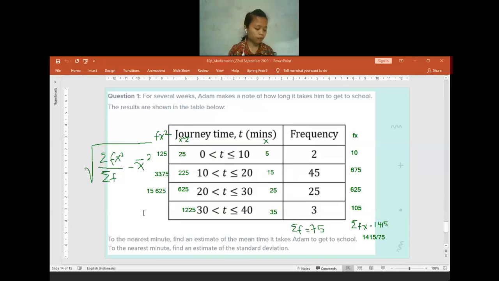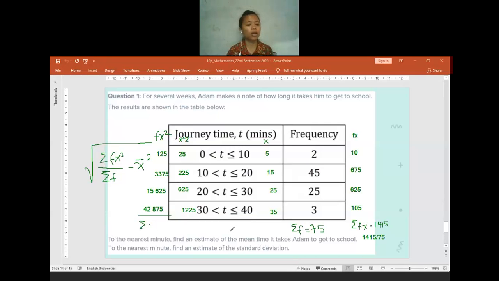We multiply it by 25, it will be equals to 15,625. After that, we multiply the 1225 with 35. It will be equals to 42,875, and then we need to plus them all. So we will get the sigma fx square.